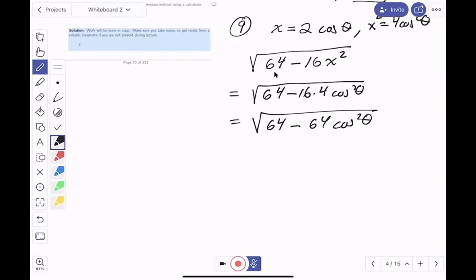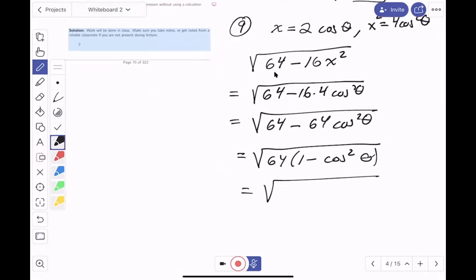Keep moving. And what do you get here? Well, common factor would be 64. And then you get 1 minus cosine squared theta. Well, I recognize that as being the sine squared. It's a Pythagorean identity. Here comes the part where students get confused. The square root of 64 is 8. And the square root of sine squared is actually the absolute value of the sine of theta.